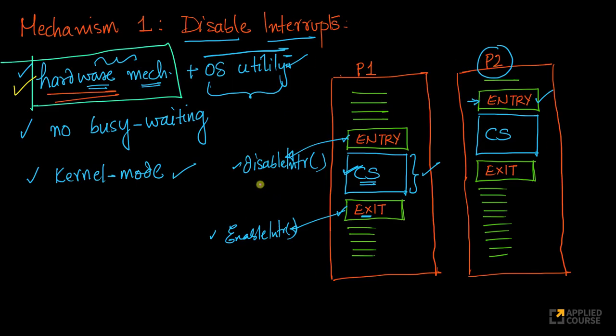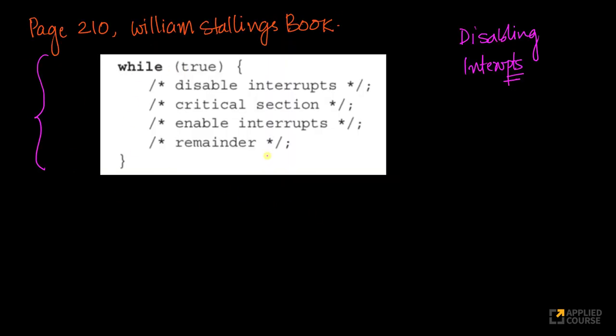So in the entry section, you have the disable interrupt. In the exit section, you have enable interrupt, right? So this is actually a code snippet from the William Stallings textbook, a very popular operating system textbook, on page 210. Some of our students who have read this got confused on what is what here, right?